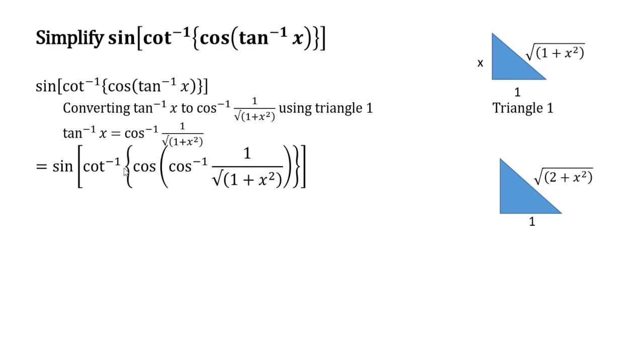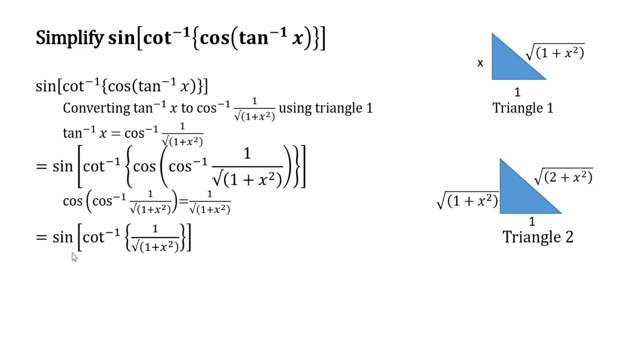First, sine of cot inverse of cos of cos inverse 1 by root of 1 plus x square. We have a cos and cos inverse over here. So we know that the value of cos of cos inverse of 1 by root of 1 plus x square is equal to 1 by root of 1 plus x square. Any term, that is cos of cos inverse of any term, that is if this is x, we get cos of cos inverse of x as x. So thus we get this equation like this.